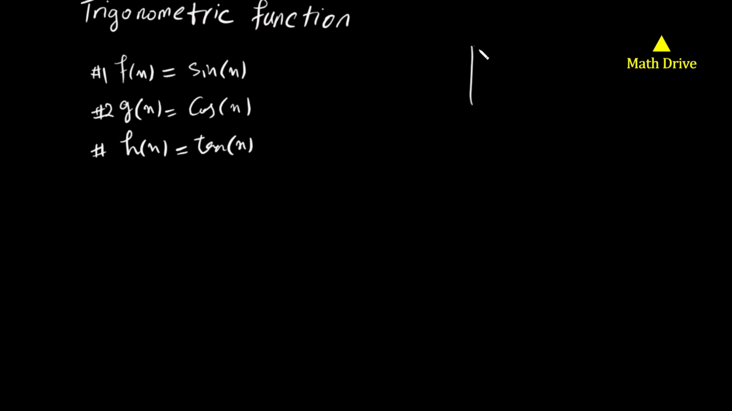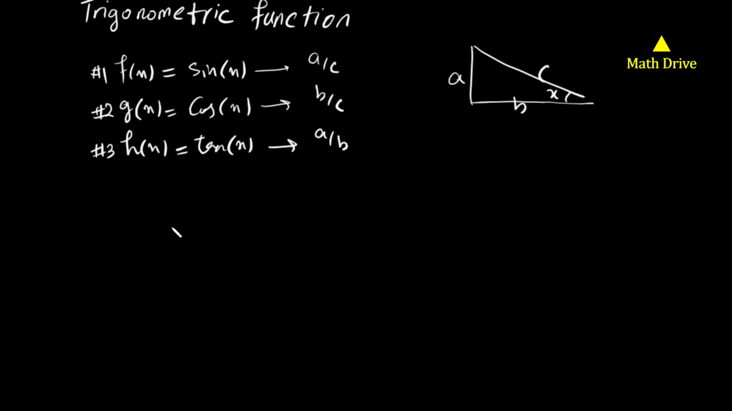So just as a reminder, if this is a right triangle and this is x or theta, or just an angle, and a, b, c are the sides, the sine of x is the opposite over hypotenuse, the cosine is adjacent over hypotenuse, and the tangent is opposite over adjacent. Now let's take a look at the domain and range and the graph of these functions.